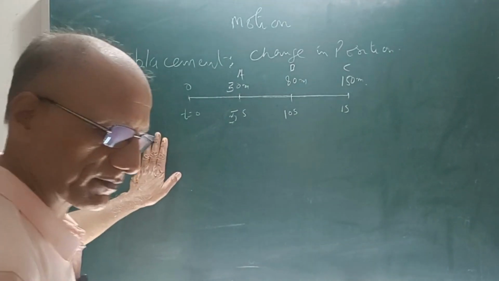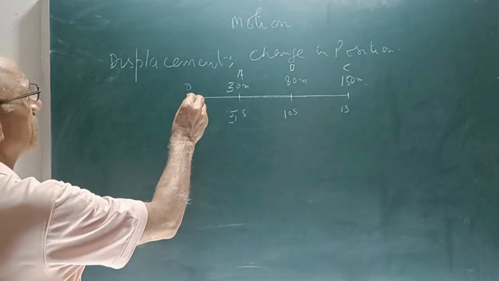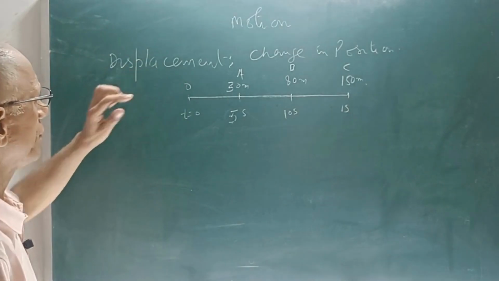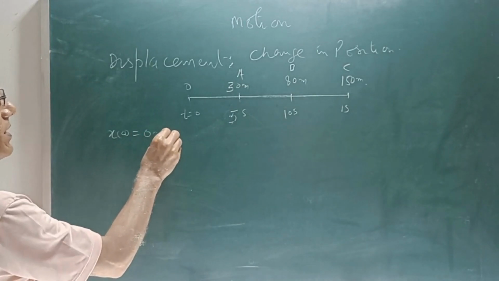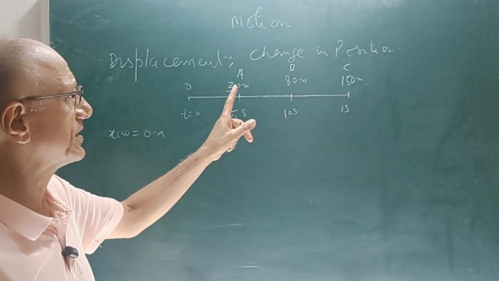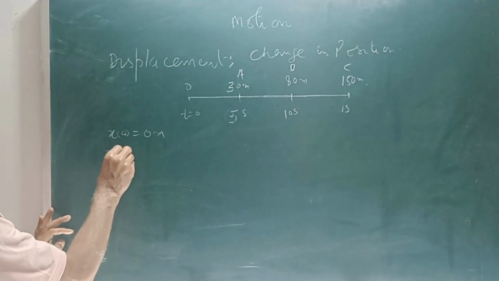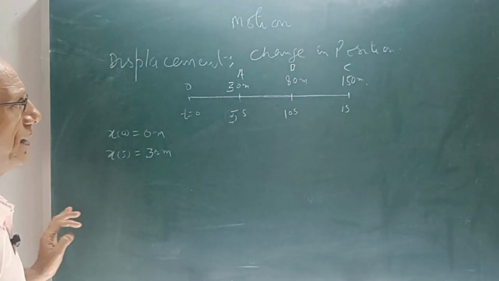Now to understand displacement, let us take an example. This is your house, that means the origin. At 0 time, you are at the origin, so x0 equals 0 meter. Now in 5 seconds, you move to position A, that is 30 meter away from your house. So your position at 5 seconds will be 30 meter.